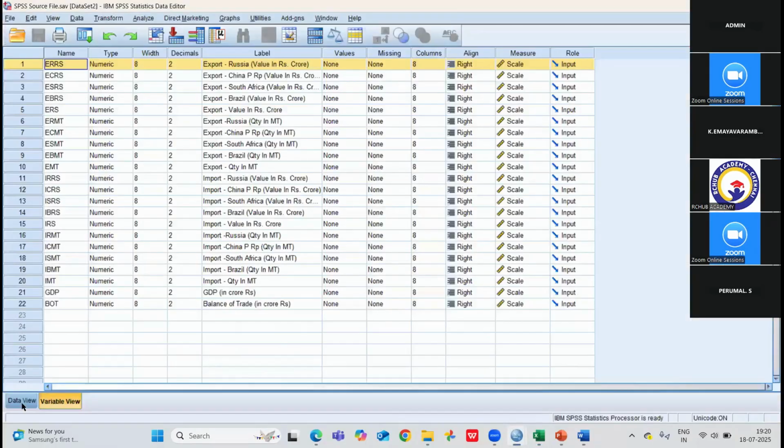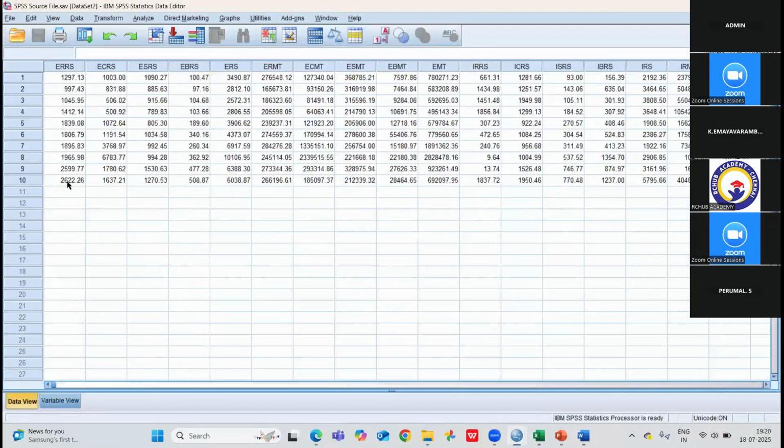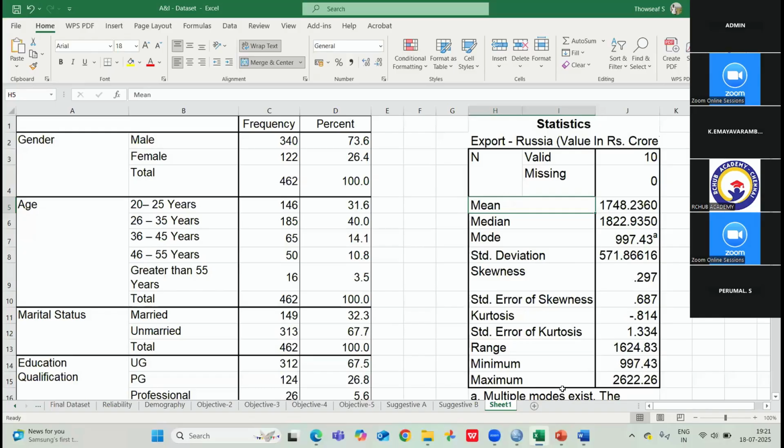So this is the data set for the past 10 years, from 2014 to 2024. So this is the data. On an average, if you take them closely, it starts from 1,297.13, and then comes 997.43, 1,045. But on an average, the mean value, we have exported agriculture products to Russia worth 1,748.2360. And median is nothing but the middle value.